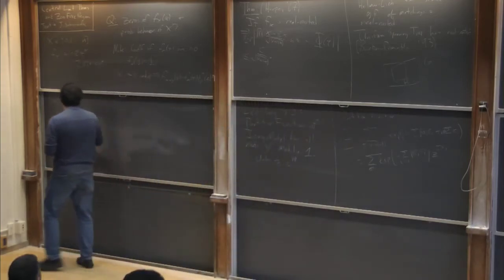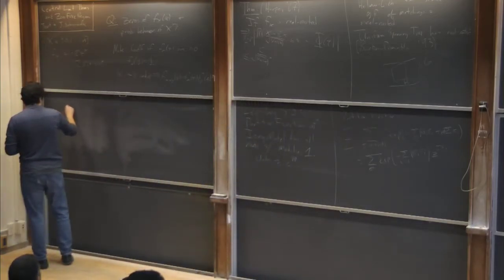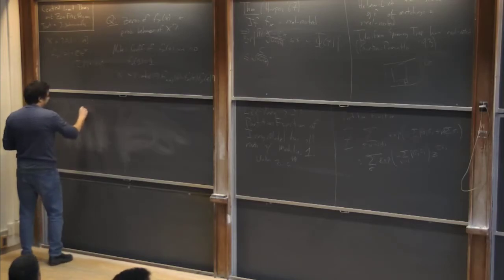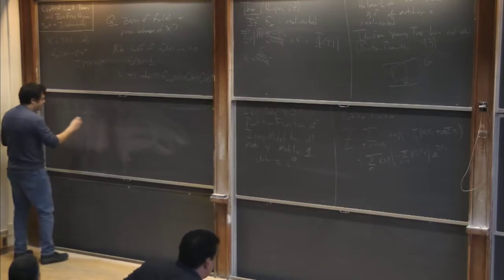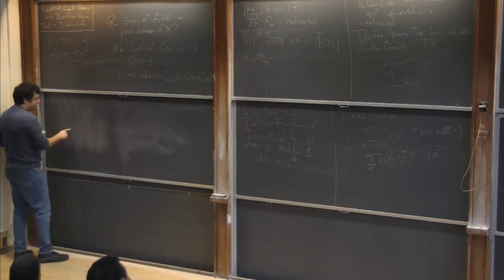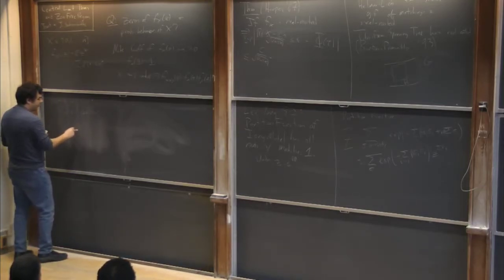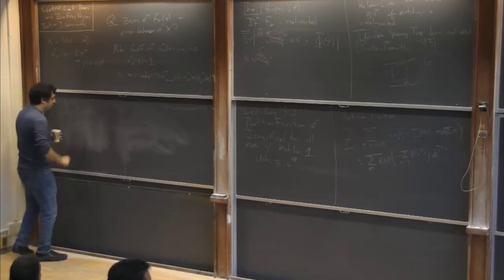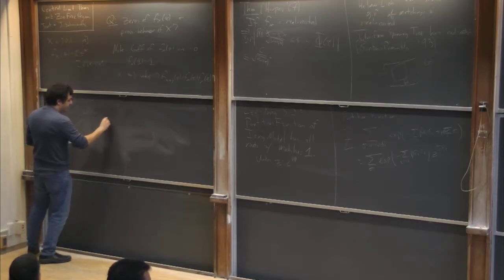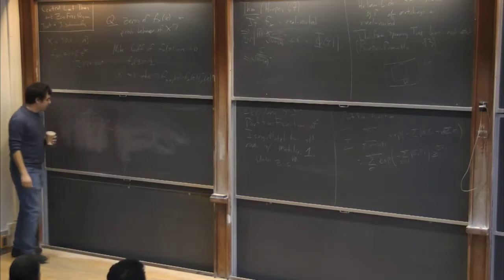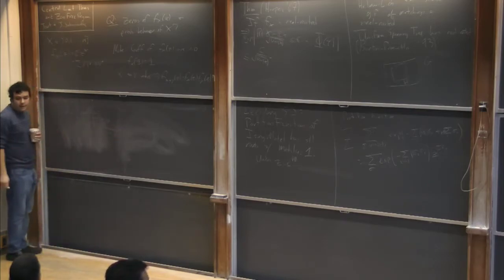So what we can do is factor the characteristic function. The characteristic function is just your polynomial evaluated at e to the i theta. So I can write this as the product of, let's say, e to the i theta minus lambda over 1 minus lambda. Now I can take log of both sides and Taylor expand.